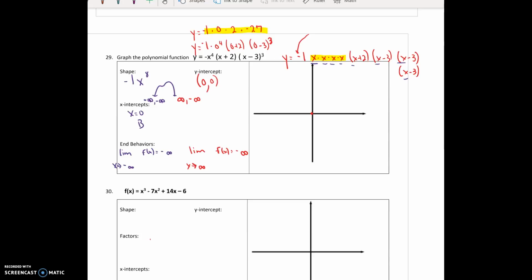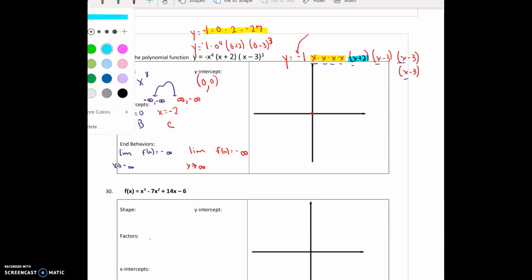And then looking at the next set, this x plus 2, that just shows up once. So the solution there is -2, and since it shows up once, that's going to be a cross. And then the last set, this x minus 3, since it shows up 3 times, I'll have a wiggle, and the solution is x equals 3 with a wiggle.